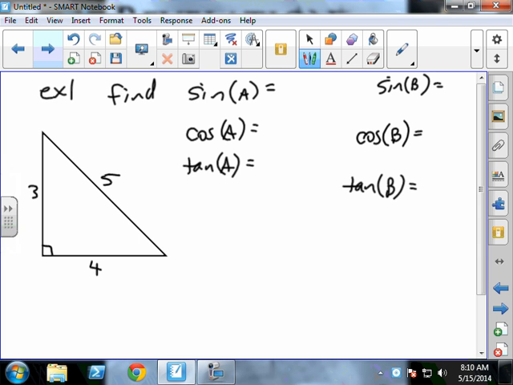Most right triangles, not all, but most, label the right angle with a C if they're using A, B, and C. So which one's A and which one's B? Truthfully, it doesn't matter. Sometimes A is the smallest angle, which would be the angle opposite the smallest side. So we could say this is A and this is B. Now do we have enough information to find those 6 parts? Now we do.